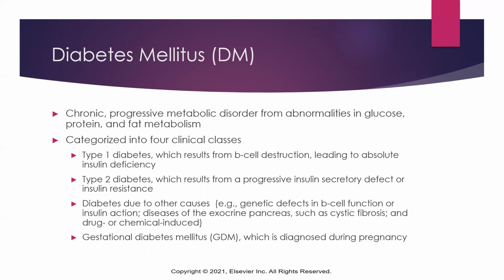So we can have genetic defects where they have something wrong with those beta cells. We can have genetic defects in how that insulin actually works in the body. We can have diseases of the pancreas itself. So diseases like cystic fibrosis that affect the pancreas can lead to a diabetic state. And then the last one we have is gestational diabetes, which you'll see is GDM. This is going to be diagnosed during pregnancy, and usually it goes away after they deliver the baby.